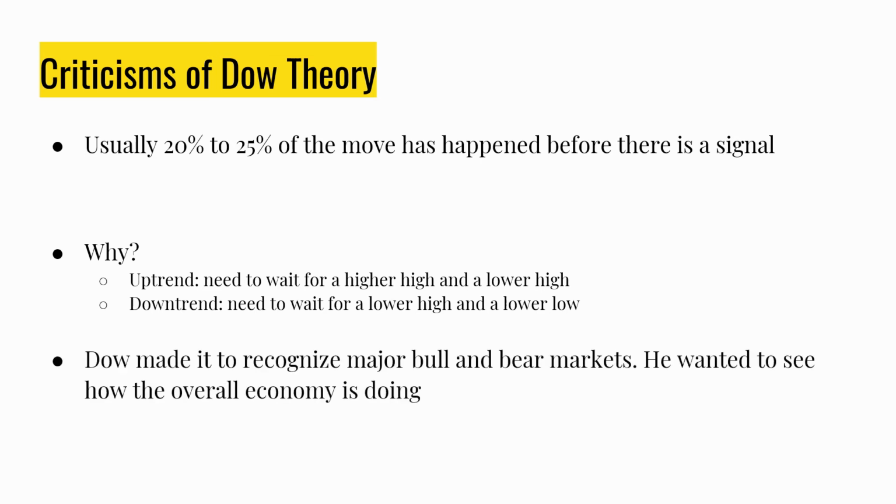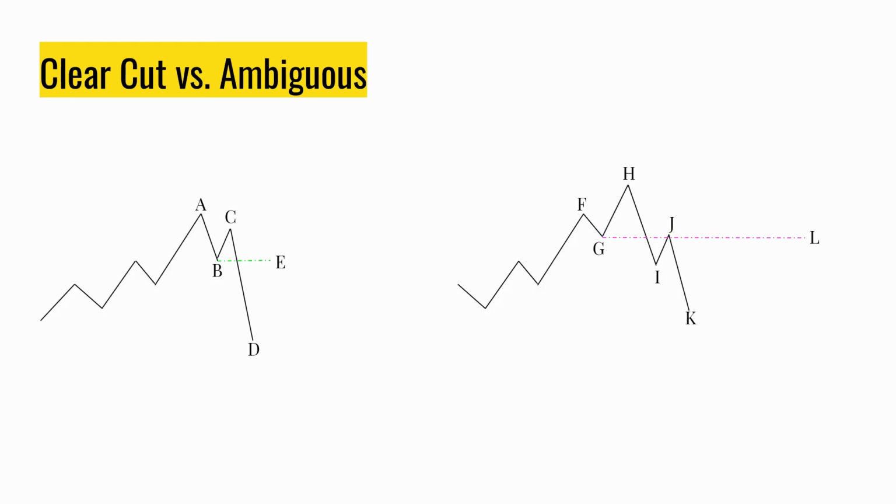However, it is important to note that Dow made his theory to recognize major bull and bear markets, and he wanted to see how the overall economy was doing, not to trade in intervals of months and weeks, and of course not days. Now we move on to the application section of the video, which is arguably the most important section in this video. In this slide, we will see how hard it is to time an exit and the ambiguity that comes with all trading strategies.